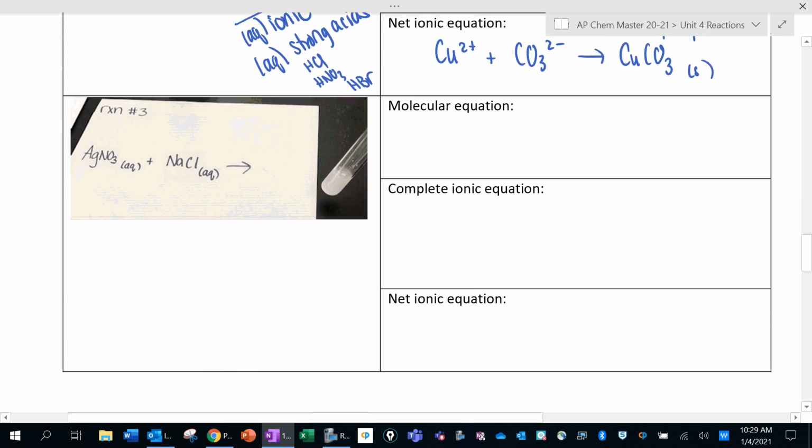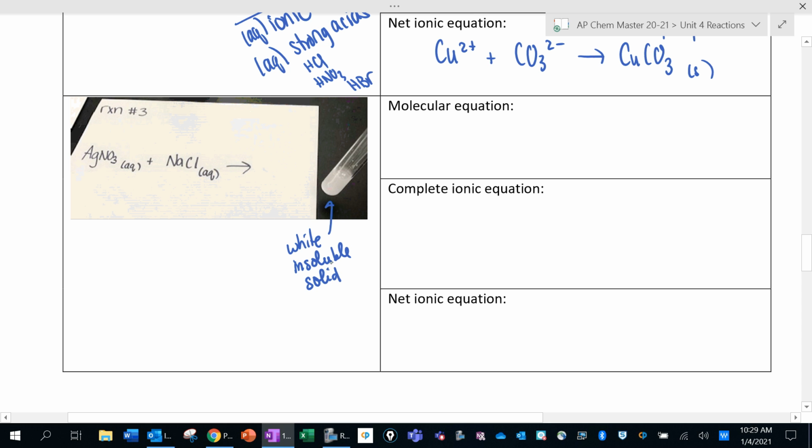So if we mix together silver nitrate and sodium chloride, these are both clear colorless solutions, but when you combine them, you make this kind of white, cloudy stuff. So that tells us that we have made some white, insoluble solid.